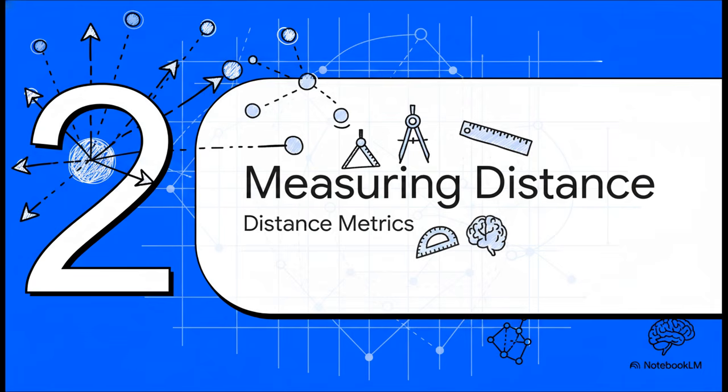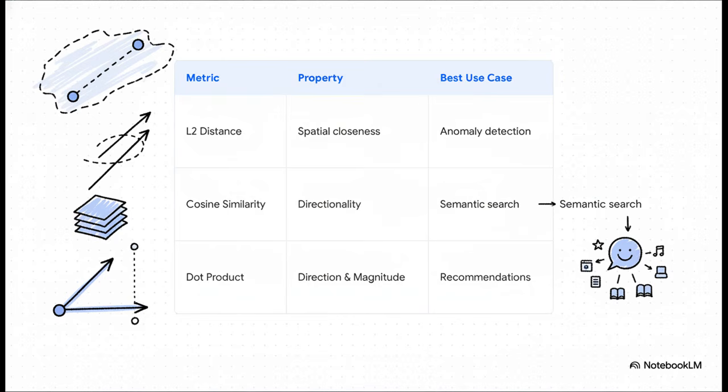Section 2. Measuring distance and similarity. This brings us right to the second layer of our descent, which is the mathematical foundation of all vector search. So we essentially have 3 primary tools to compute this distance. First up is Euclidean distance, often called L2. This is just the straight line distance between 2 points. It cares about both where the vector is pointing and exactly how long it is.